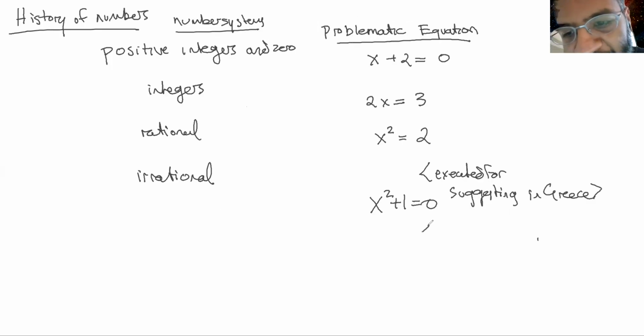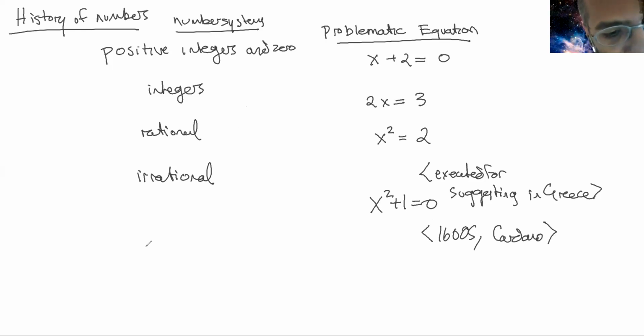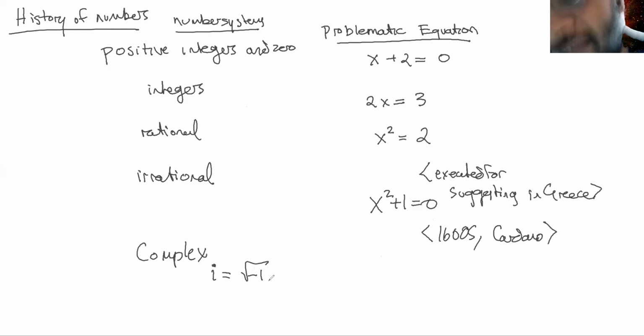And so it took until the 1600s, with the work of Cardano in Italy, to define an even bigger number system, which includes a solution to this equation. The complex number system includes a new number called i, which is the square root of -1, and it's defined to be the number that satisfies this equation.